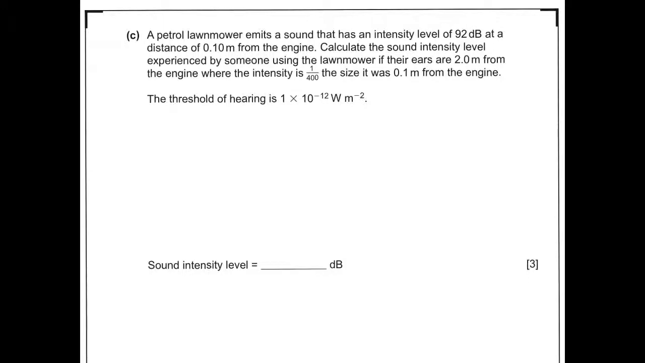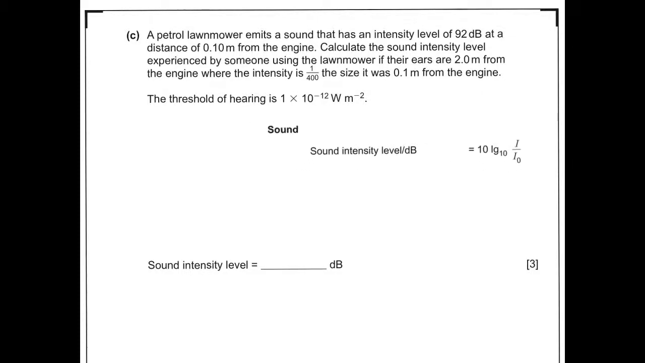Part C. A petrol lawnmower emits a sound that has an intensity level 92 dB at a distance of 0.1 meter from the engine. Calculate the sound intensity level experienced by someone using the lawnmower if their ears are 2 meters from the engine, where the intensity is 1/400th the size it was at 0.1 meter from the engine, and the threshold of hearing is 1 times 10 to the minus 12 watts per meter squared.